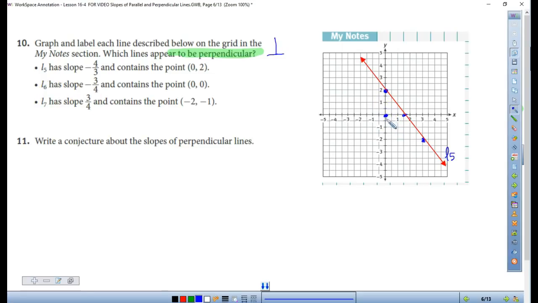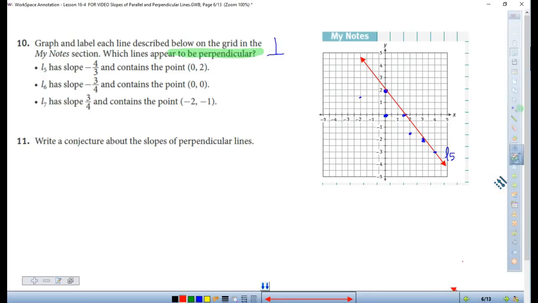And then L6 has (0, 0) and goes negative 3, 4. So down 3 over 4. Down 3 over 4. All right, up 3, 1, 2, 3, 1, 2, 3, 4. So connect those guys.